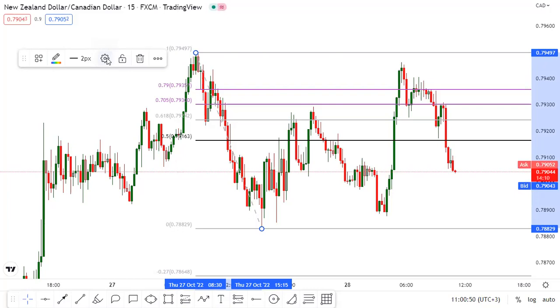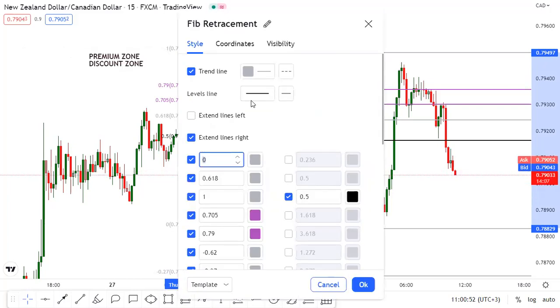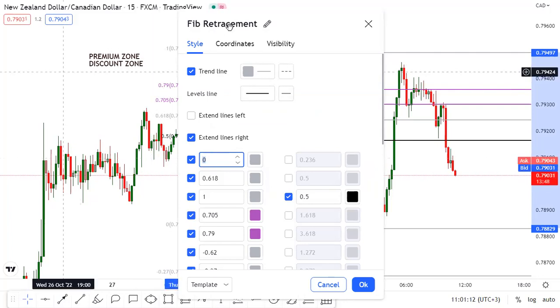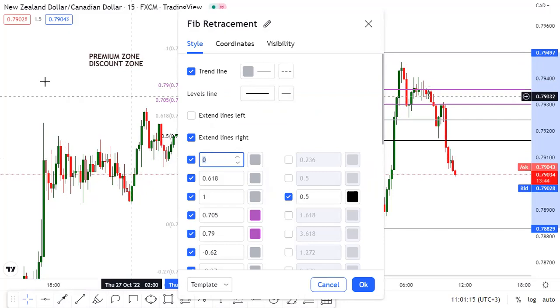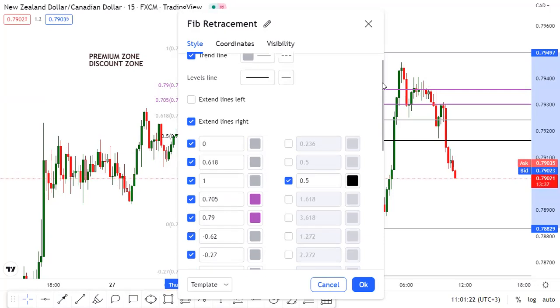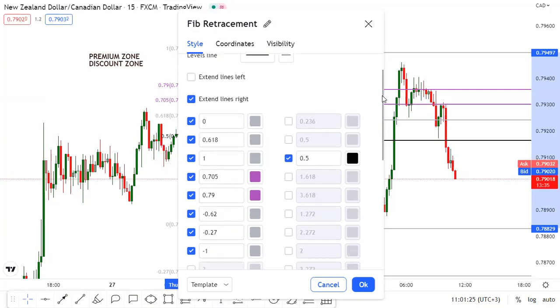I'll show you how we can draw these premium zones and these discounted zones. A premium zone is the point where we usually expect to sell. The discount zone is the area where we expect to buy. So what you do is go to your Fibonacci retracement tool, click it, and then go to settings. It will bring up these types of points here. You see these points I've marked.